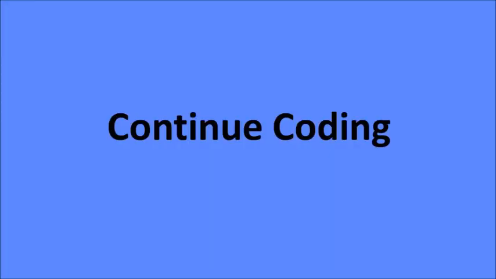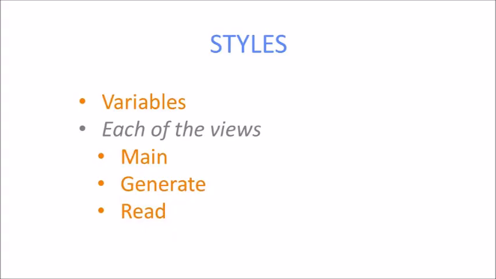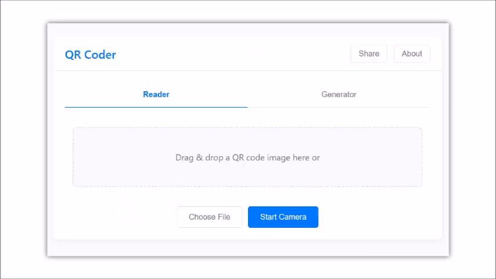And continue coding. After clearing, I asked for some styles. First, I asked Gemini to create CSS variables according to my styling requirements. Then I asked it to style the elements for the main UI, then the read UI, and then the generate UI. And the styles were added to the SCSS files. This took about 5 minutes, and this was the result. Remember to clear after completing your task.